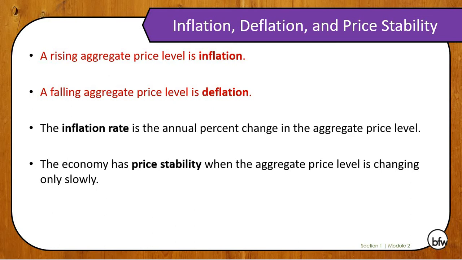Now, the inflation rate is the annual percent change in the aggregate price level. The economy has price stability when the aggregate price level is changing very slowly. We currently have price stability here in the United States, but there are countries around the world that do not have price stability.